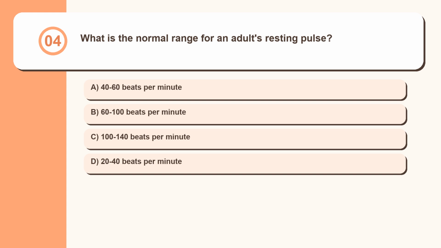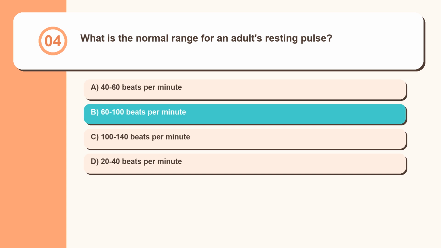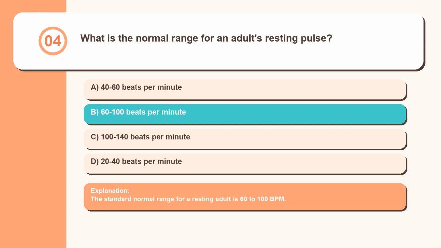Question 4. What is the normal range for an adult's resting pulse? 40 to 60 beats per minute, 60 to 100 beats per minute, 100 to 140 beats per minute, 20 to 40 beats per minute. The standard normal range for a resting adult is 60 to 100 bpm.